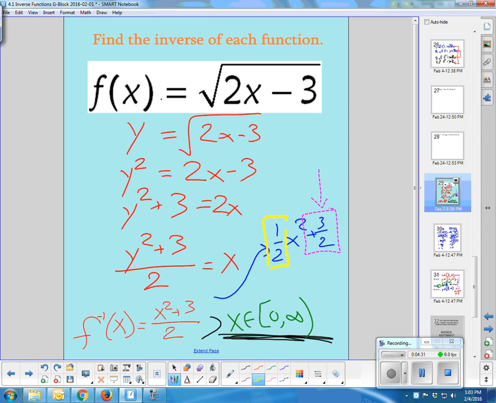So to answer the question, what is the inverse of f of x, I have to give this entire statement, the function f inverse, with that domain restriction makes up the inverse function.